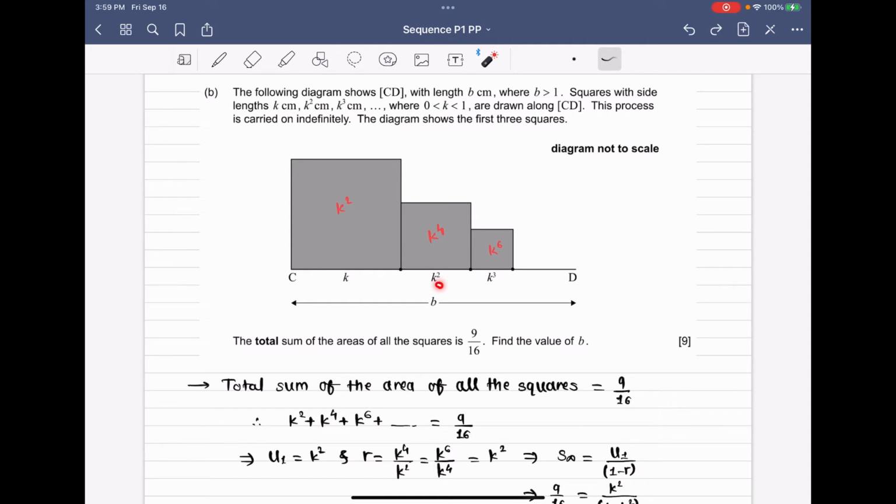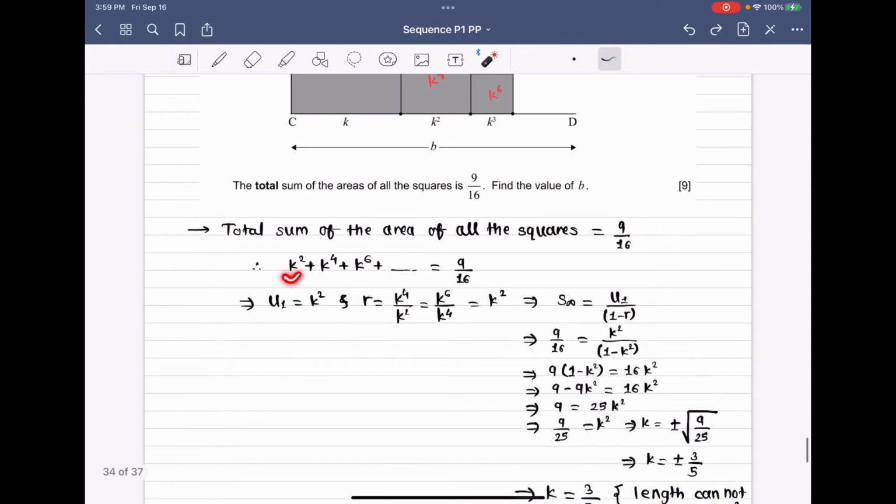So k square times k square is k raised to 4. This is your k. This is given as k square. This is k cube into k cube is k raised to 6. So first area is k square, second area is k raised to 4, third area is k raised to 6, dot dot dot. Why dot dot dot? Because they said infinitely, indefinitely. And every time it is reducing down, so it is equal to 9 by 16.